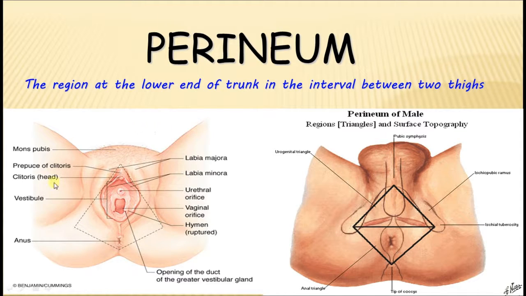Whereas in the females, the line of fusion is absent; it is not fused and there is a cleft in between. So in the midline what you see is the vestibule, and on either side, the unfused parts are the labia majora and then the labia minora. Between the two labia minora, what you see is the vestibule.